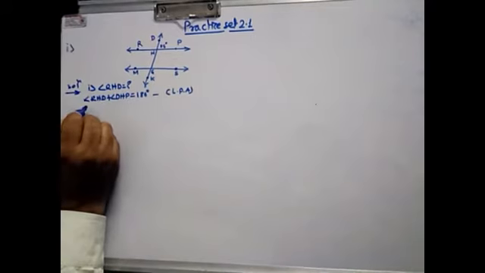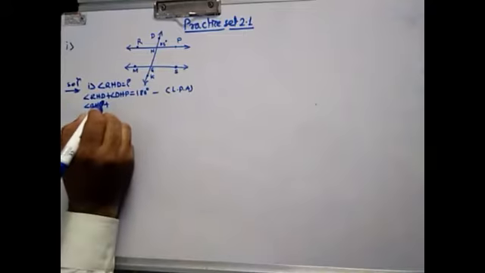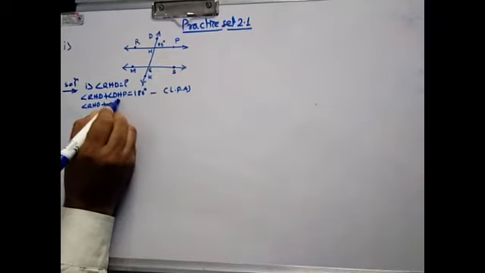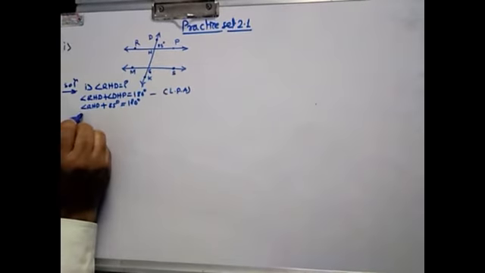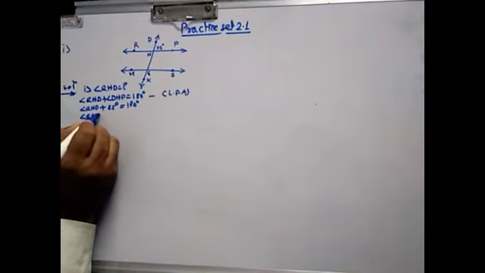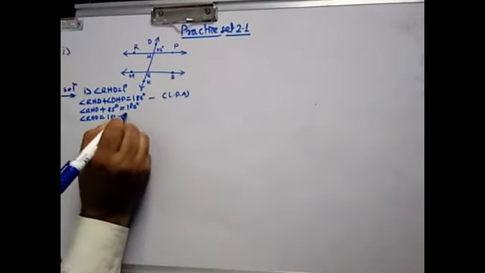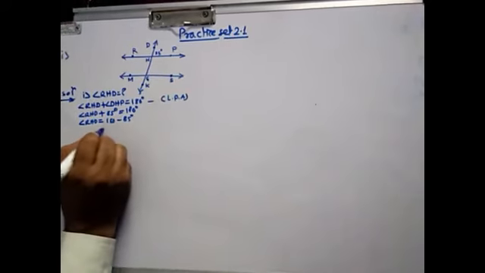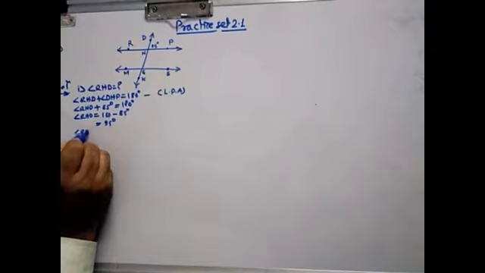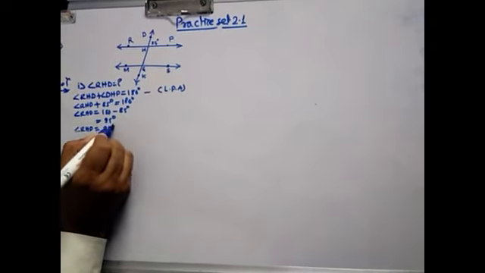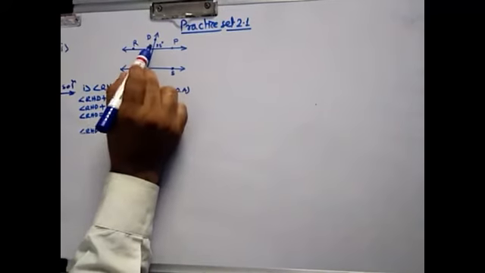So put the values in this: RHD plus DHP. We have the value 85 degrees, equal to 180 degrees. So angle RHD is equal to 180 minus 85, which means 95 degrees. So angle RHD is equal to 95 degrees. In this way we found the first from the linear pair angle.